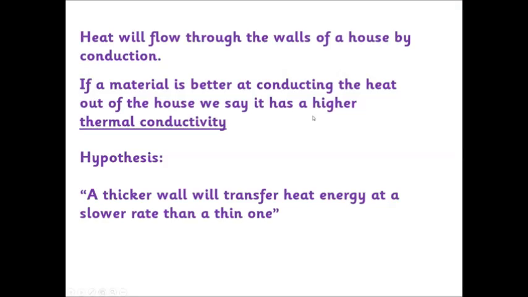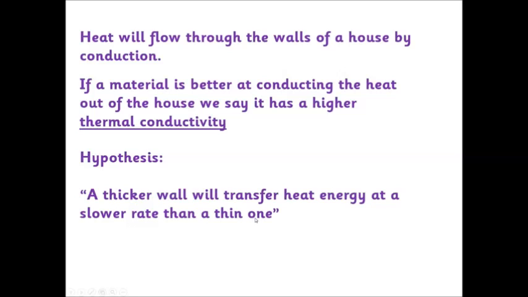So this is a required practical, and AQA call it the thermal conductivity of paper. We have got another video on this in more detail, but I'm just going to quickly talk through the general idea of it. If we accept that heat will flow through the walls of a house by conduction, if a material is better at conducting the heat, then we say it has a higher thermal conductivity, just like the table. So what we could do, we could test this. We could test, does a thicker wall transfer heat energy at a slower rate than a thin one?